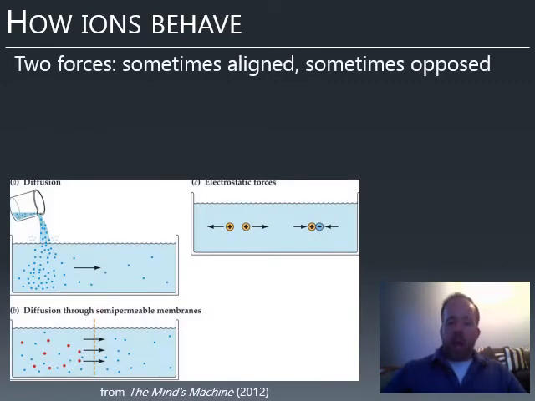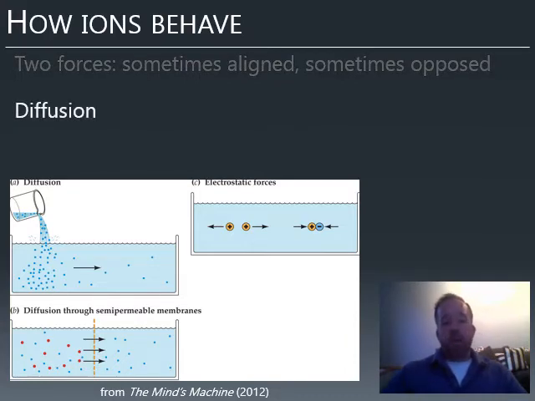So how do ions behave? Why are ions important for our discussion today? Well, ions have two forces that are acting on them around a neuron, or anywhere, but today we care about neurons. Sometimes these two forces are aligned, sometimes they're in opposition, and the ions find a sort of balance point between these two forces. So the first of the forces is called diffusion.